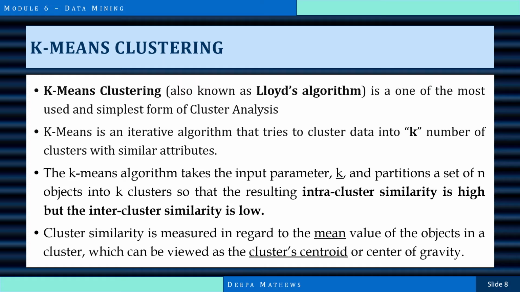The k-means algorithm takes the input parameter k and partitions a set of n objects into k clusters so that the resulting intra-cluster similarity is high but the inter-cluster similarity is low. And this cluster similarity can be measured using the mean value of the objects in a cluster, which can be viewed as the cluster's centroid or center of gravity. So we can find out the similarity using this mean value.